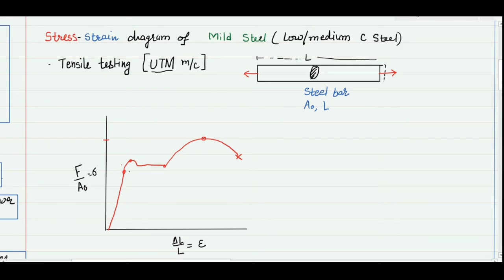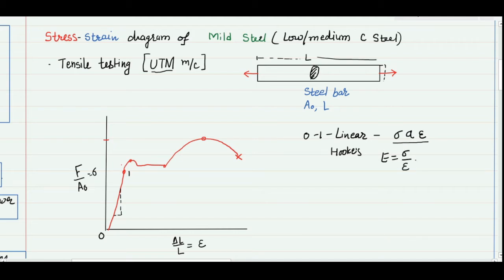Let's consider the first part, from 0 to 1, which represents a linear curve. Your stress is proportional to your strain, and this is the zone where Hooke's law applies. Hooke's law says that stress is proportional to strain, and the slope of this straight line section indicates a constant, that is your modulus of elasticity or Young's modulus or elastic constant, the ratio of stress by strain.